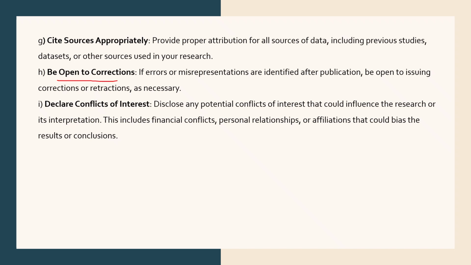Be open to corrections. If there are any corrections, be open to them. Then declare conflicts of interest. If there are any conflicts of interest that could influence the research or its interpretation, you need to declare them. This includes financial conflicts, personal relationships or affiliations that could bias the results or conclusions. There should be no undeclared conflicts of interest. You should maintain it. Okay.